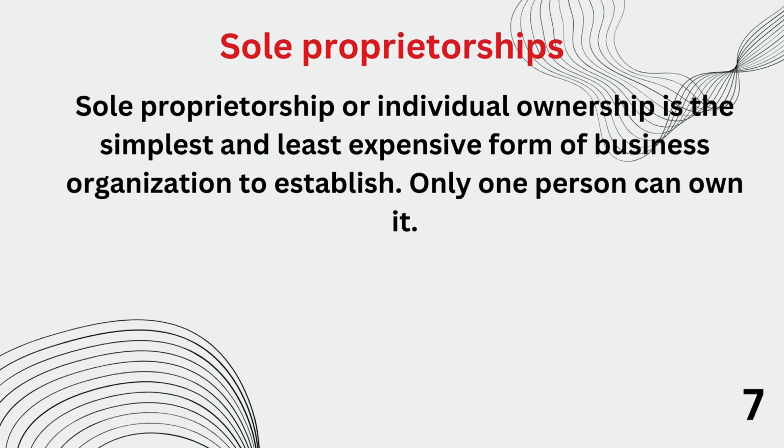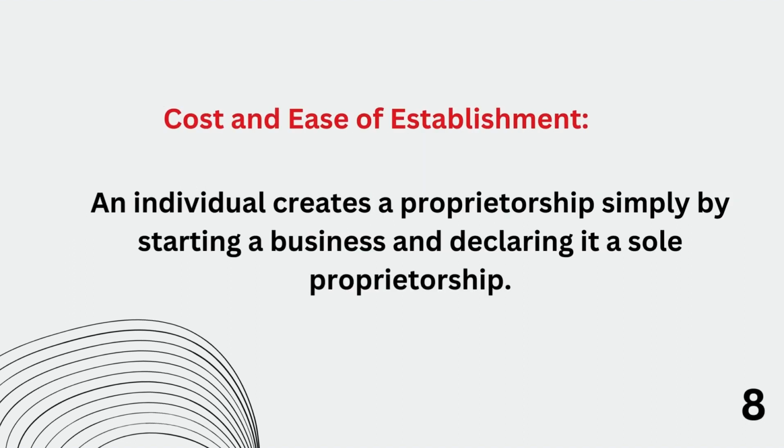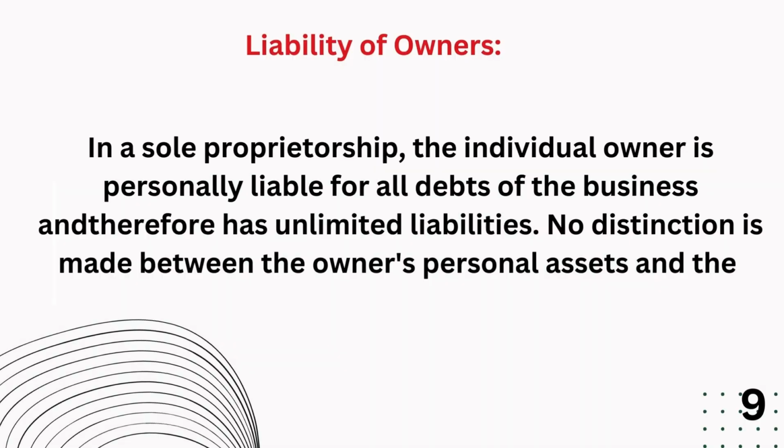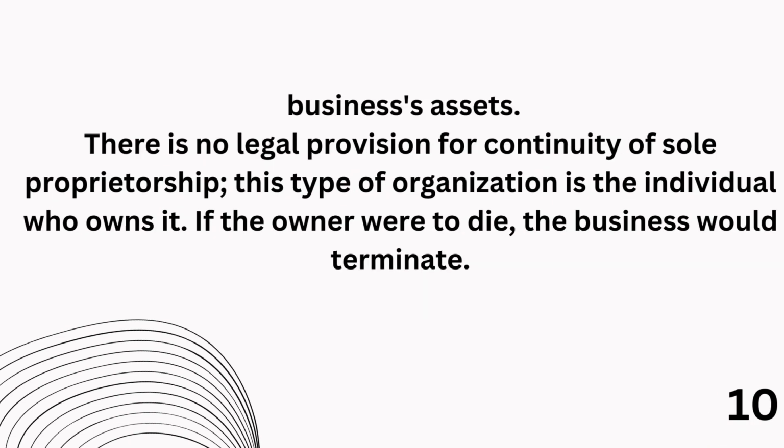Sole proprietorships. Sole proprietorship or individual ownership is the simplest and least expensive form of business organization to establish. Only one person can own it. Cost and ease of establishment. An individual creates a proprietorship simply by starting a business and declaring it a sole proprietorship. Liability of owners. In a sole proprietorship, the individual owner is personally liable for all debts of the business and therefore has unlimited liability. No distinction is made between the owner's personal assets and the business's assets.